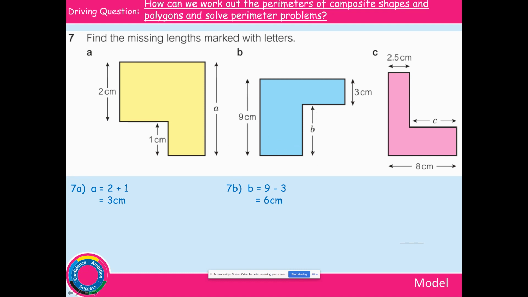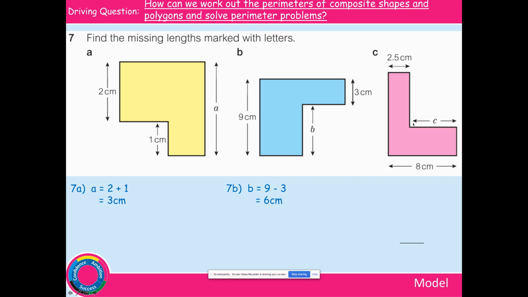I'm just going to check with the inverse. So 6, add 3 equals 9. It's correct. That vertical height is the same as that vertical height plus that vertical height. And we've just found out that that one's 6.